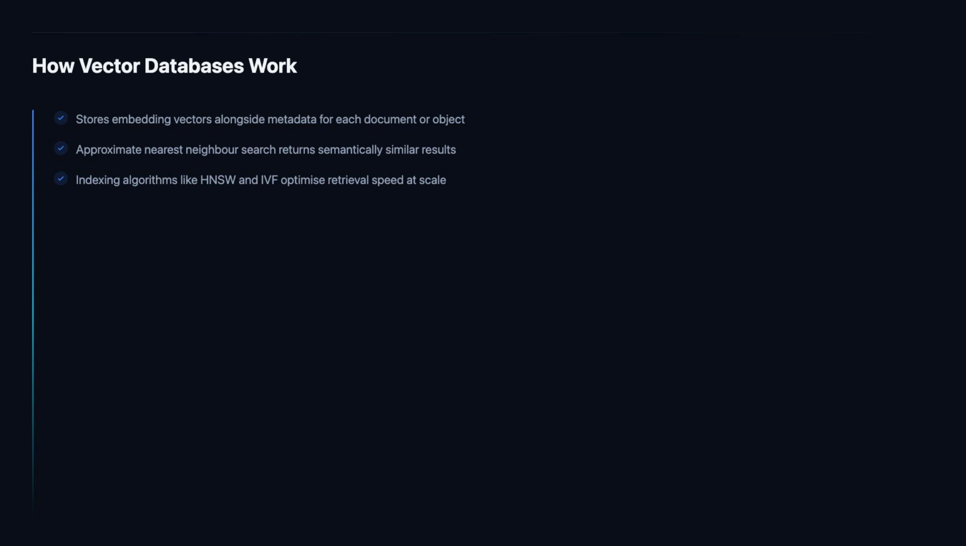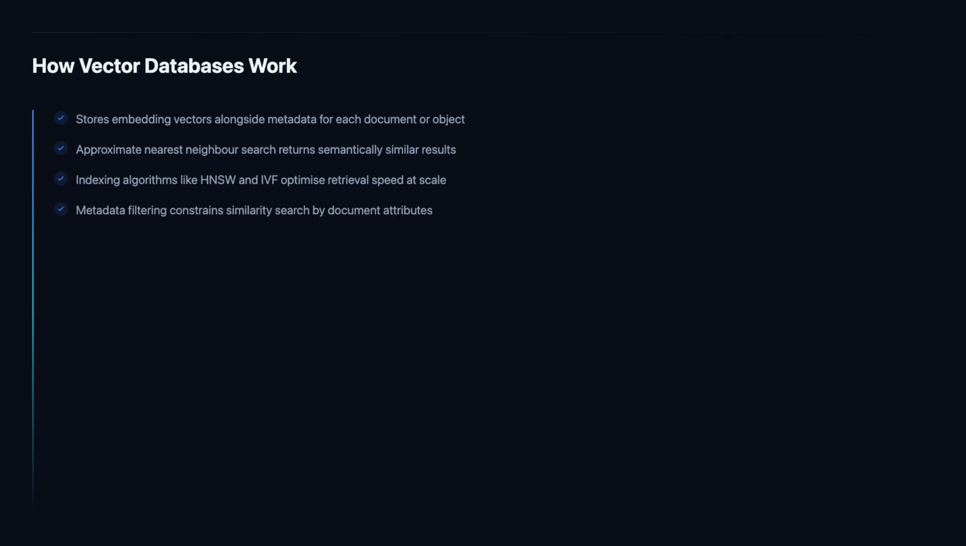The indexing algorithms inside vector databases determine how efficiently similarity searches can be executed. HNSW, Hierarchical Navigable Small World, builds a multi-layer graph structure where each layer is progressively sparser, enabling logarithmic time navigation from coarse to fine resolution. IVF, Inverted File Index, partitions the vector space into clusters and restricts search to the most relevant clusters. Both approaches dramatically reduce the number of vector comparisons needed for each query, enabling millisecond latency search across millions or hundreds of millions of vectors.